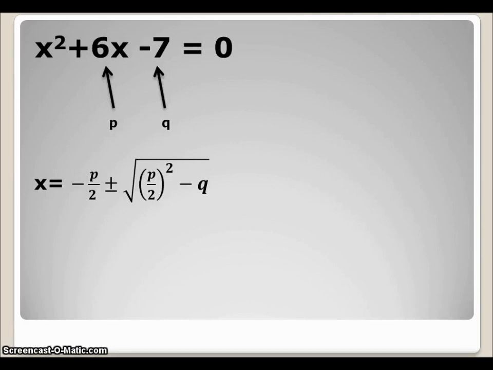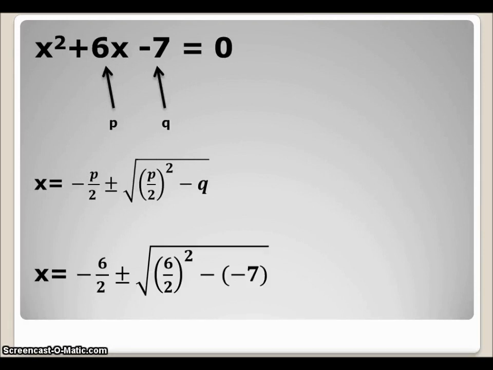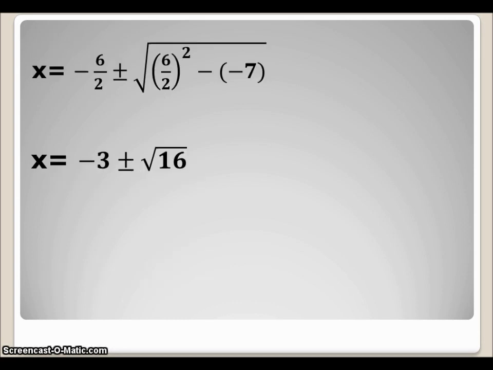Thereafter, we just insert the numbers like this. After this, we slowly solve it step by step, and this is very simple. Negative 6 divided by 2 is negative 3. Following this, we are adding the numbers in the square root. 3 squared is 9. The negatives in front of 7 cancel out, so 9 added to 7 equals 16.